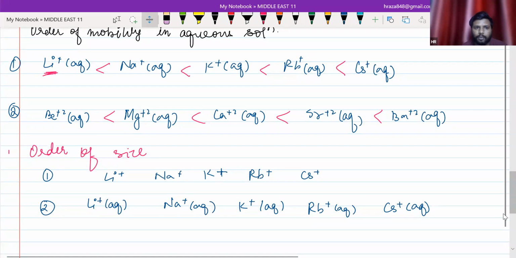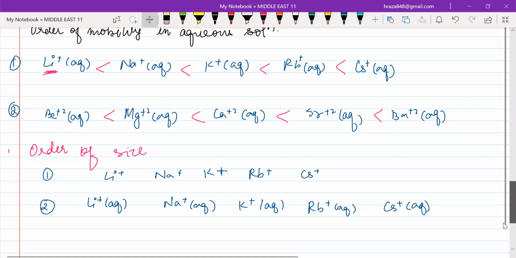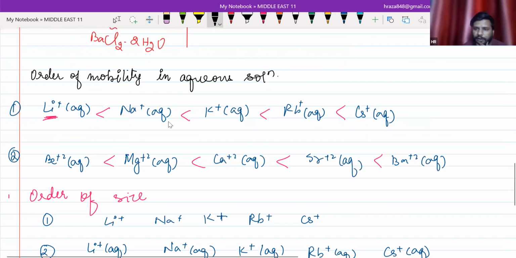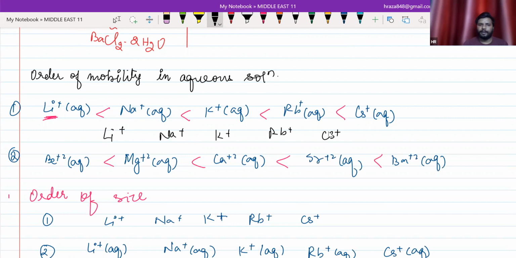Are you done with the ionic mobility in aqueous solution? Yes, sir. Okay, let me ask a question first. What will be the mobility without aqueous solution? That means you are not going to keep this Li plus or Na plus or K plus, Rb plus or Cs plus in water. Without water, what will be the mobility? The one with a smaller size, or we can say a smaller mass. So the mobility will be this type or not?